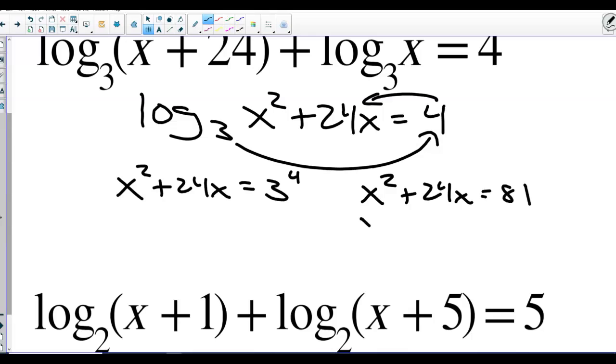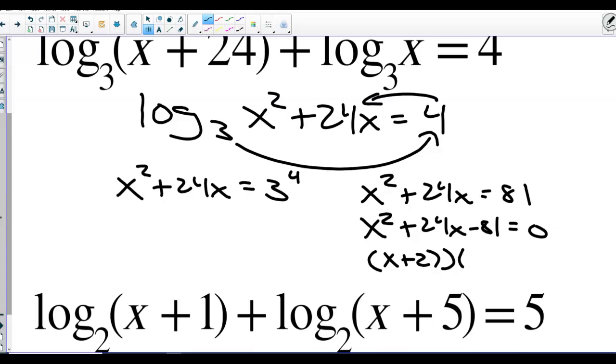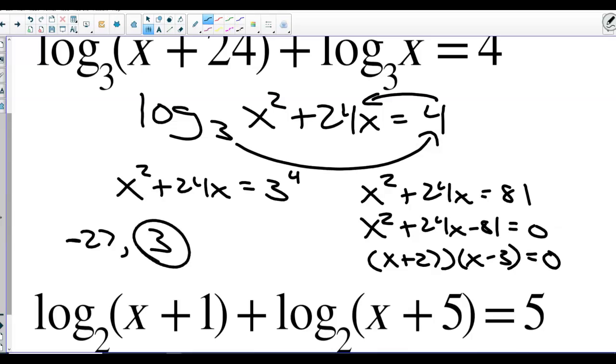We got to get everything equal to 0. And in this case, I get two answers. I get x plus 27, x minus 3 when I go to factor it. My answers are negative 27 and 3. The only answer I use is 3. Because the log can't be negative. We can't have a negative here or here. So don't put a negative answer.